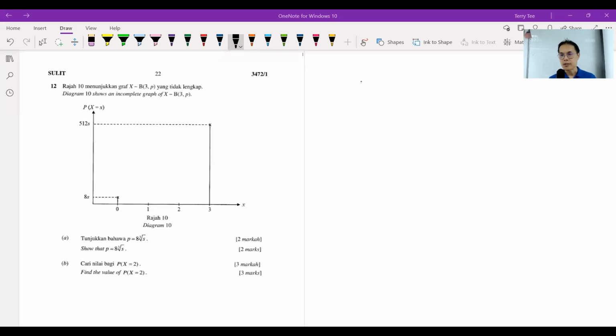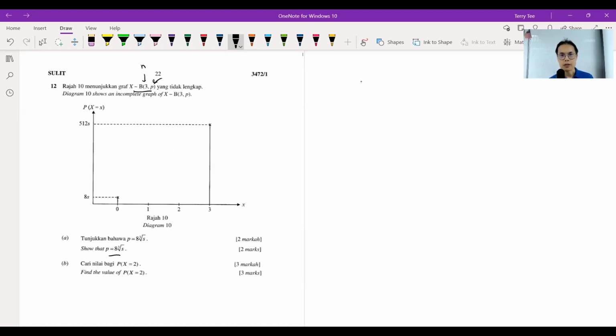Okay, question number 12. This is from the chapter Taburan Kebarangkalian. Raja sebelum menunjukkan graph X has a binomial distribution, a Taburan binomial. Your N is 3 and your P is unknown. Okay, right. So what we want to do is to find the value of P, show that P equals to 8 cube root of S.